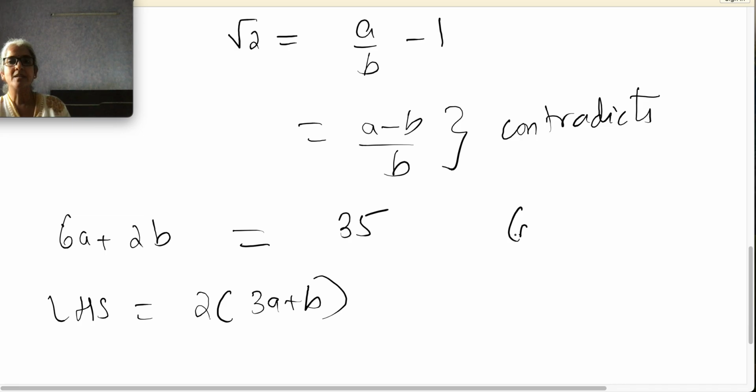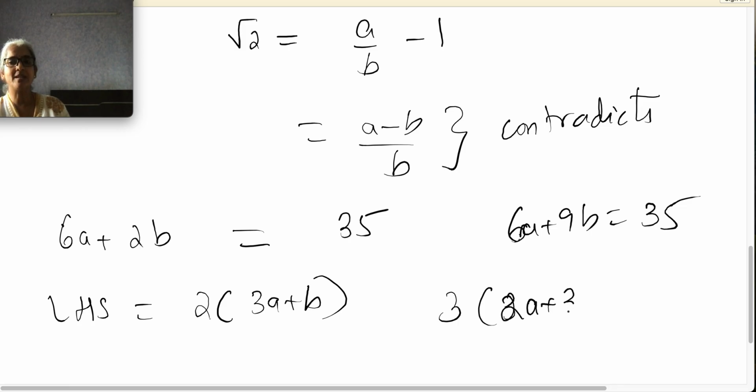Same way, 6a plus 9b is 35. I can take 3 common on the left hand side and this becomes 3 times 2a plus 3b. So my left hand side becomes a multiple of 3, but my right hand side is not. And that is not possible if a and b are integers. Therefore again a contradictory result.